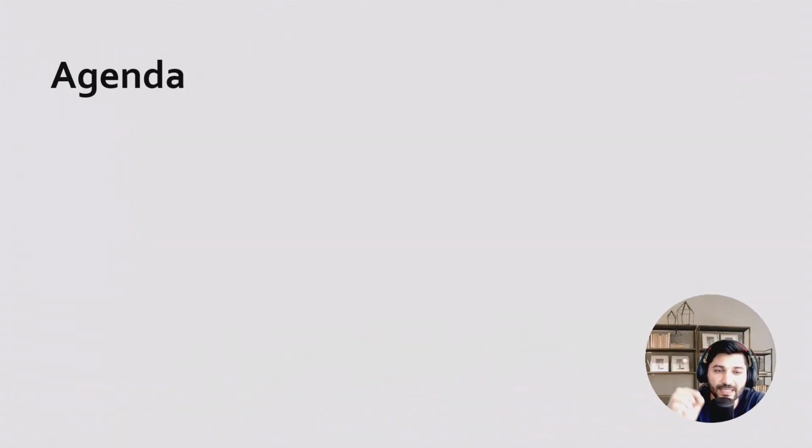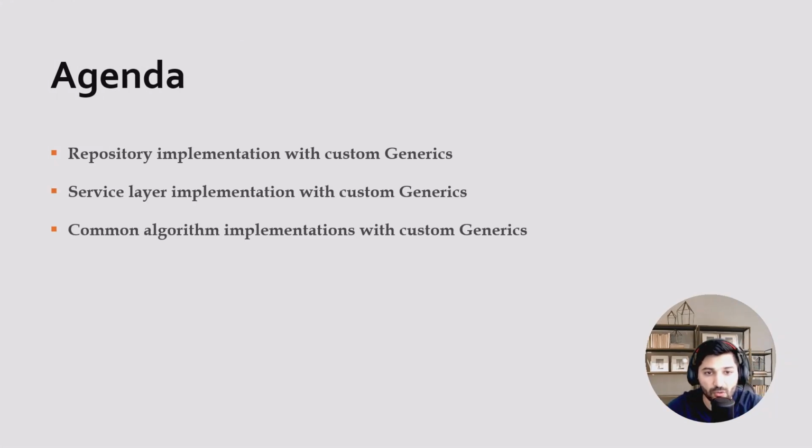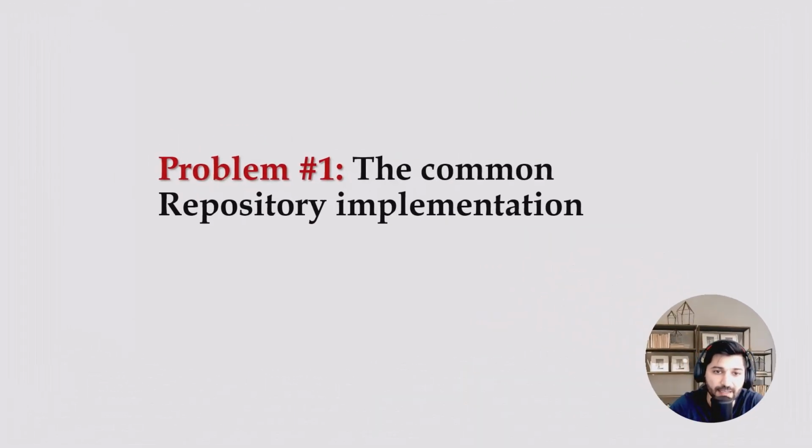Well, before diving into code examples, let's see what we have in our agenda. Repository implementation with custom generics, service layer implementation, common algorithm implementations with custom generics, and of course, boxing, unboxing, and the solution. The purpose here is to help you understand why and when, as a senior developer, we are applying custom generics in our projects. What I learned throughout my career was everything is really easy to understand if you have a good mentor to explain it. Okay, let's meet our first problem.